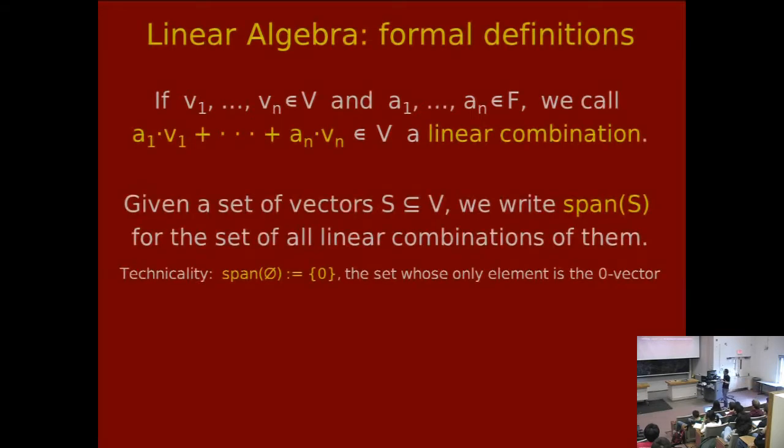Okay, and given a set of vectors S, to extend this definition, we write span of S to mean the set of all the linear combinations you can get from them. And I'll bring up that the empty sum counts as 0. So for the technically minded among you, if I say span of the empty set, that means the set whose only element is the 0 vector.